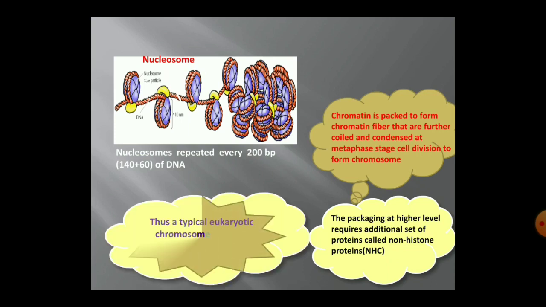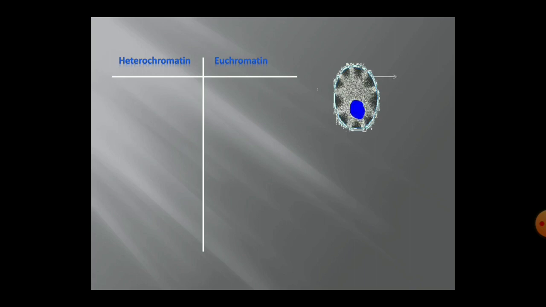Then a typical eukaryotic chromosome of about 10,000 base pairs of DNA will have 50 nucleosomes. It is very simple to calculate the total number of nucleosomes. If we divide the total number of base pairs by the number of base pairs present in each nucleosome, that is 200 base pairs, we will get the total number of nucleosomes present in the given DNA. So this completes the packaging of DNA.